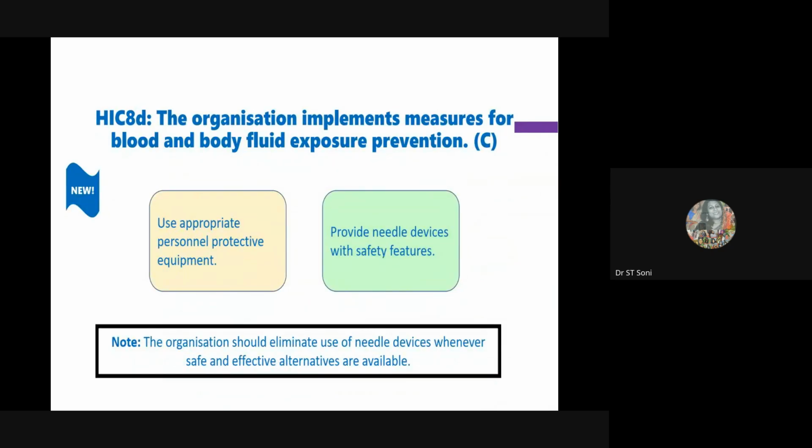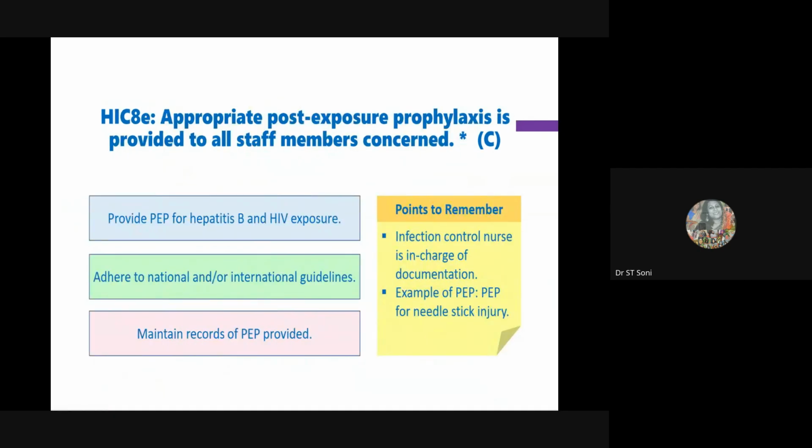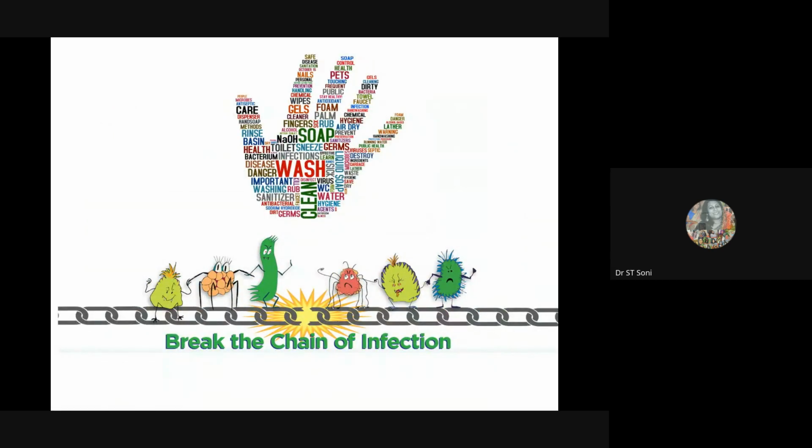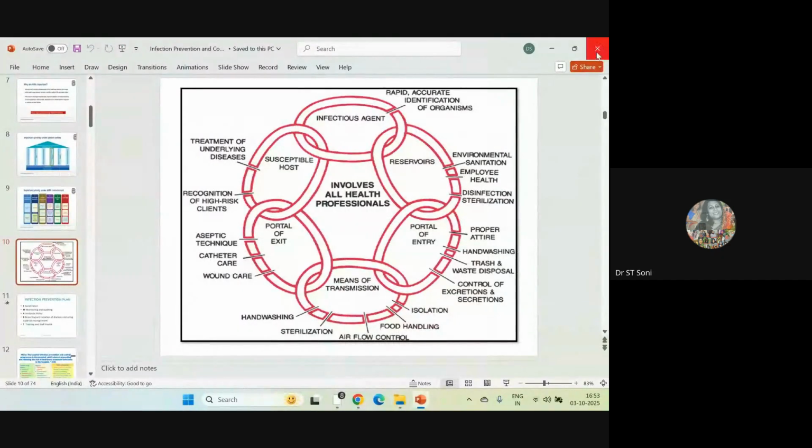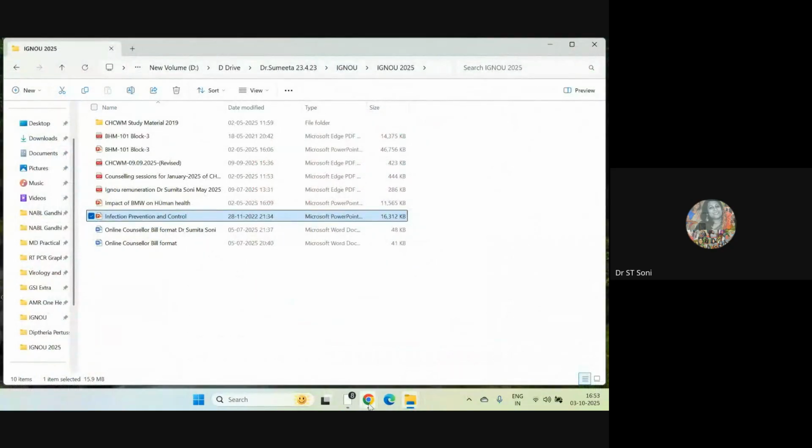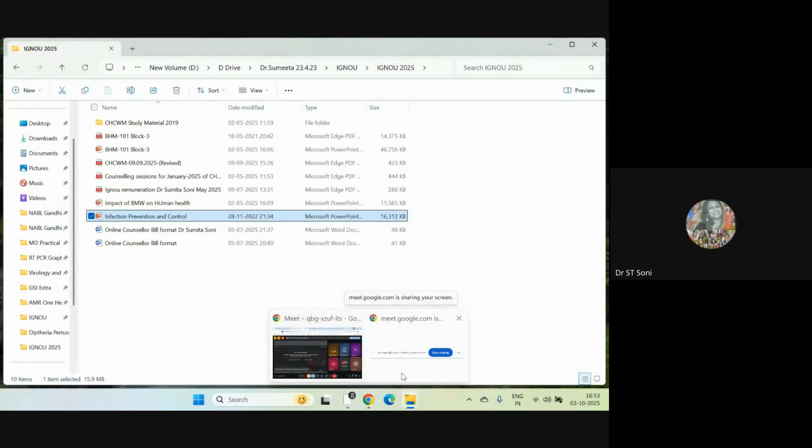And use appropriate personal protective equipment and needle safety devices, and post exposure prophylaxis if a needle stick injury occurs. For post exposure prophylaxis, refer to the NACO guidelines, and we should follow that only. So this is all about breaking the chain of transmission of the infection, and thank you so much. I'll take you through another session.